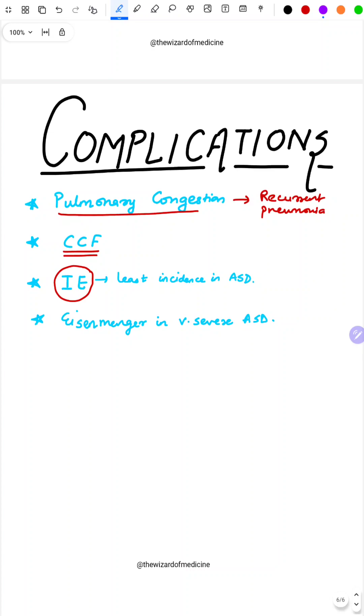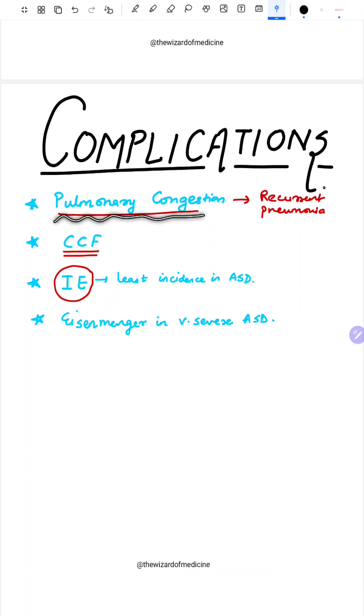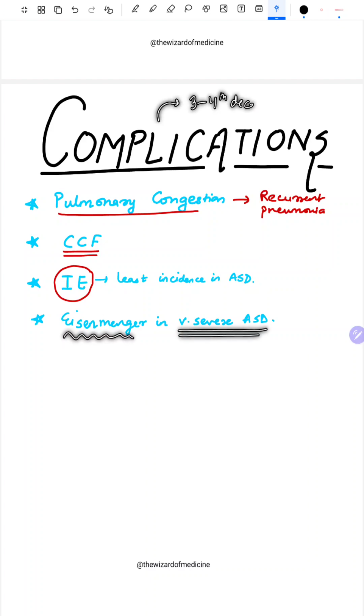Now what about the complications? Complications are the same as compared to VSD. They'll have pulmonary congestion that will lead to recurrent pneumonia. There'll be congestive cardiac failure and infective endocarditis. But remember that the incidence of infective endocarditis in ASD is the least, right? And in very severe cases of ASD, they can also have Eisenmenger syndrome. The complications usually occur in the 3rd to 4th decade of life.